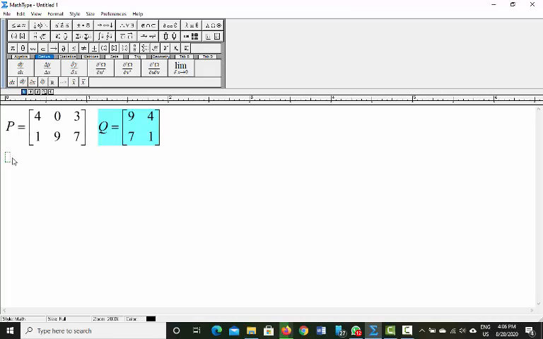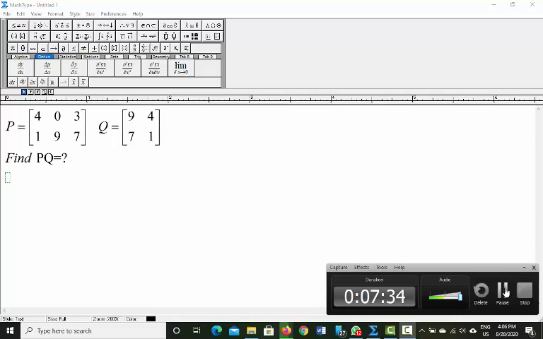So we want to multiply these two matrices. Remember, matrix is singular, and when we have multiple matrices, we call them matrices, right? So we want to multiply these two matrices, or find PQ. When you want to multiply two matrices, first of all you need to identify the dimension of the matrices.